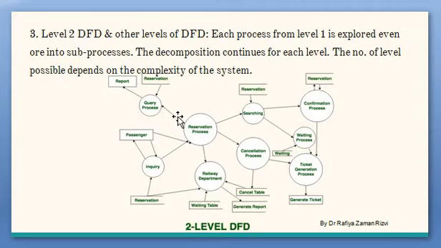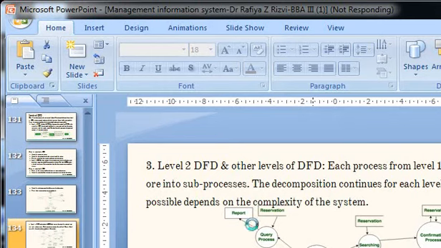Okay, so here you can see the processes are further divided into query process, then inquiry process, then the railway department has its own processing that is going on.